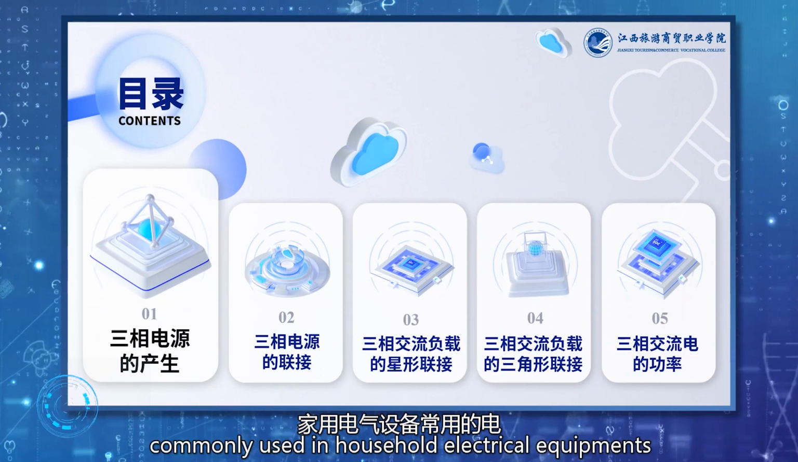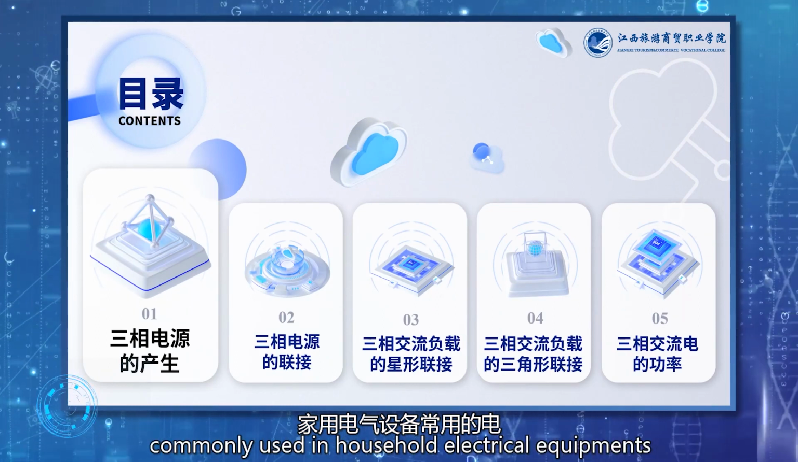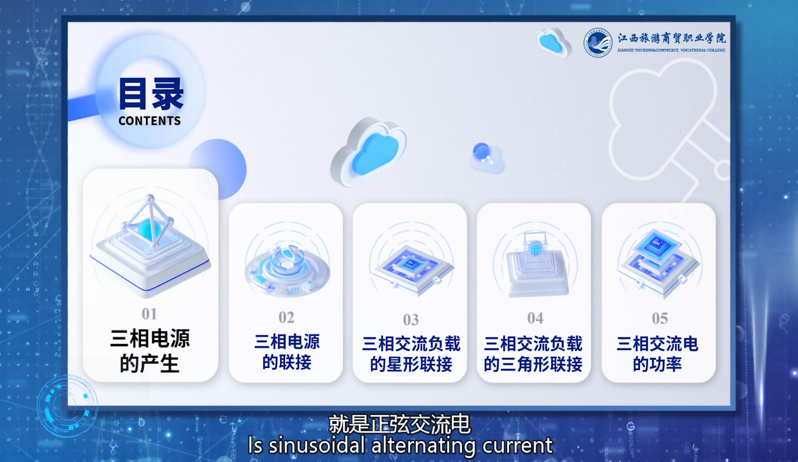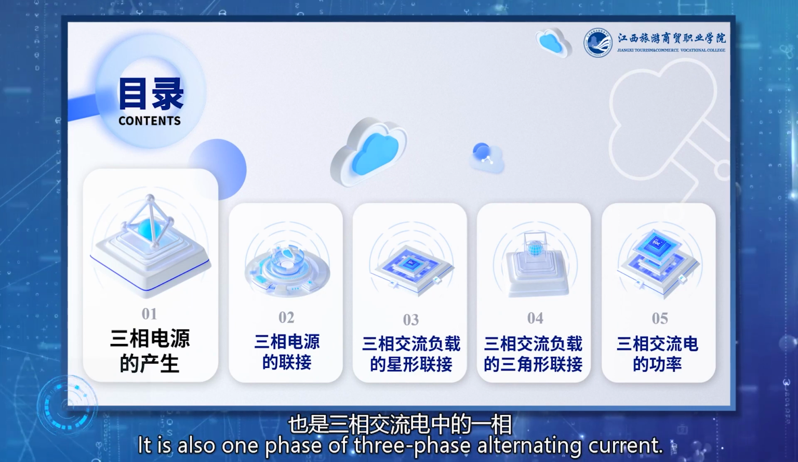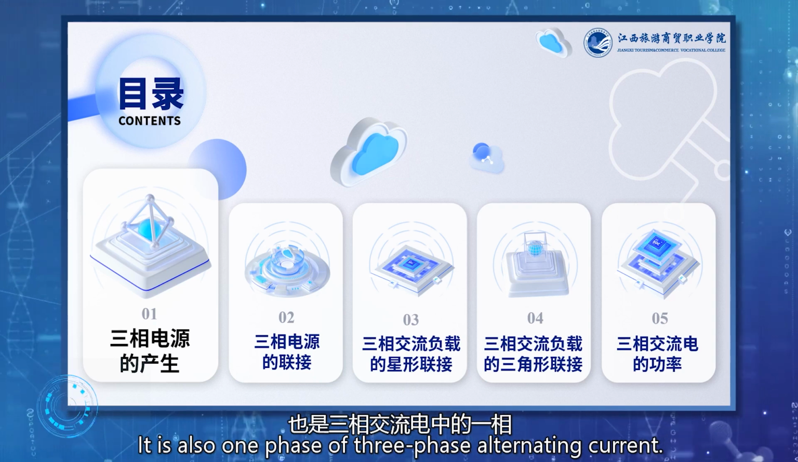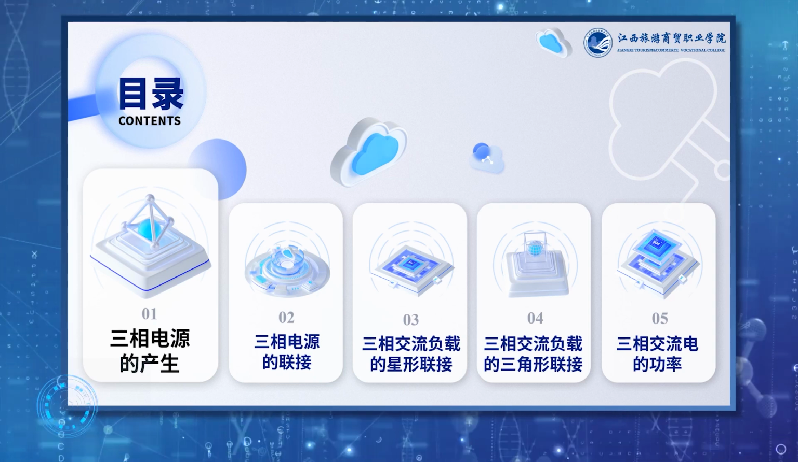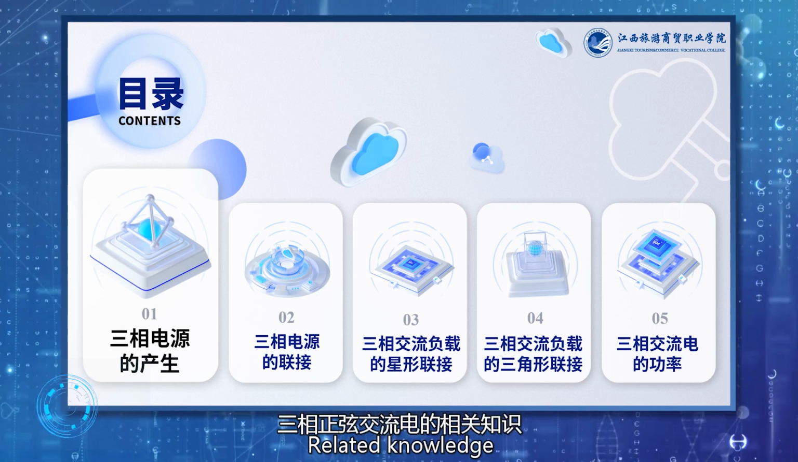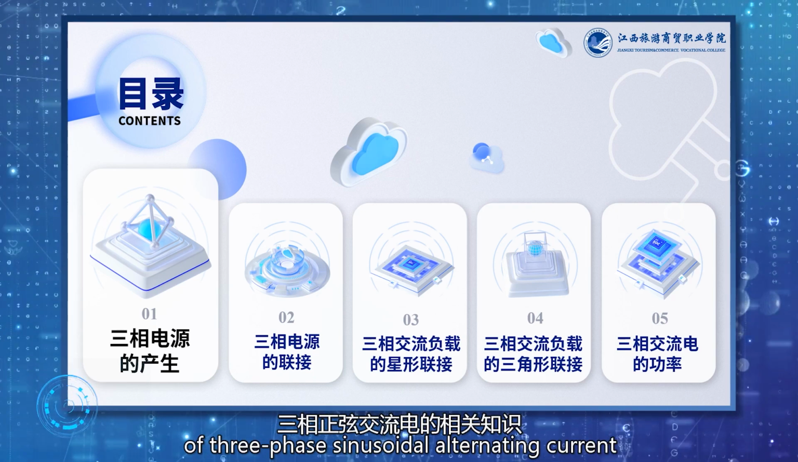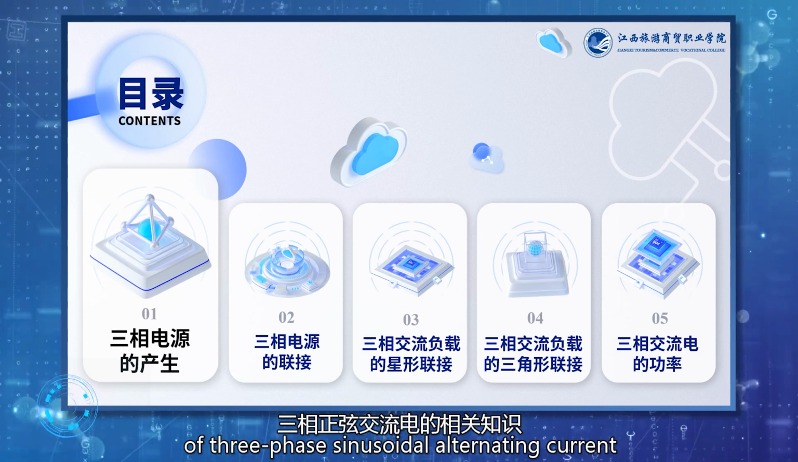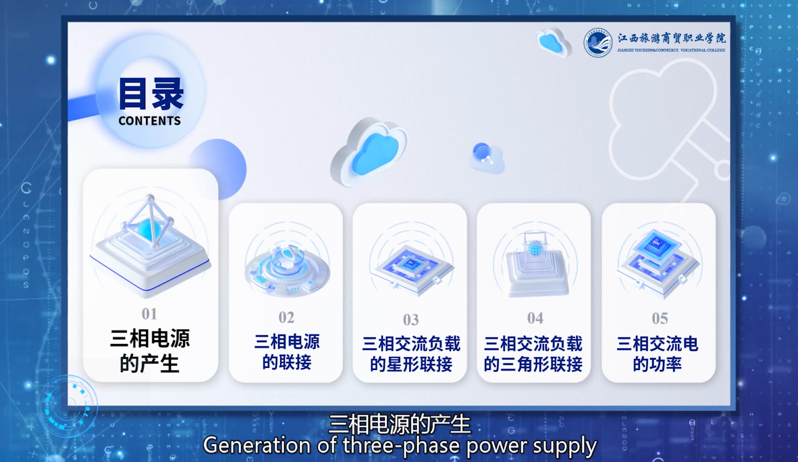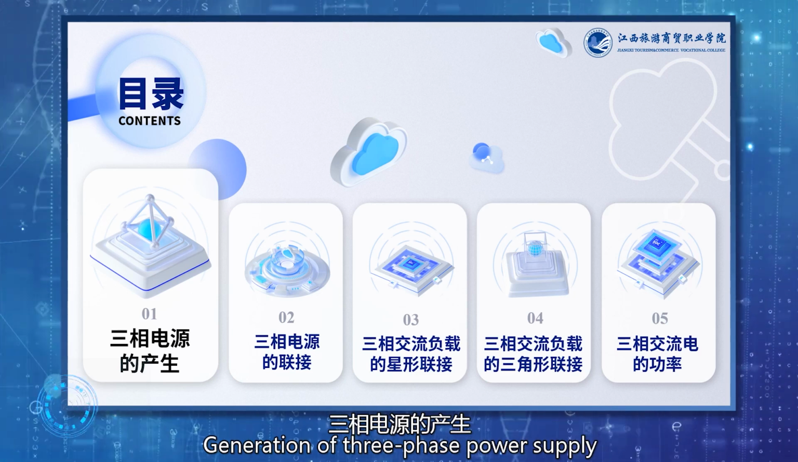Electricity commonly used in household electrical equipment is sinusoidal alternating current. It is also one phase of three-phase alternating current. So in this chapter, we will study related knowledge of three-phase sinusoidal alternating current. In this lesson, we will study the generation of three-phase power supply.